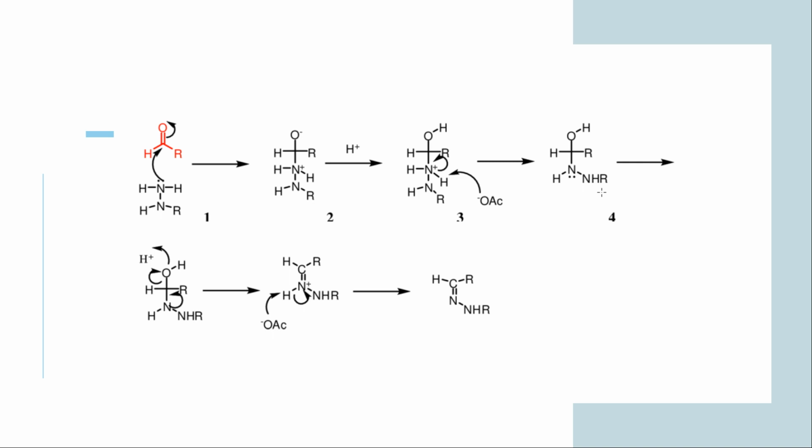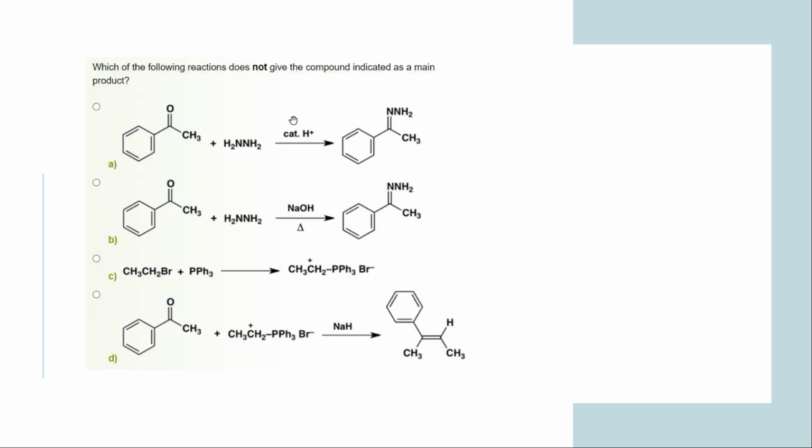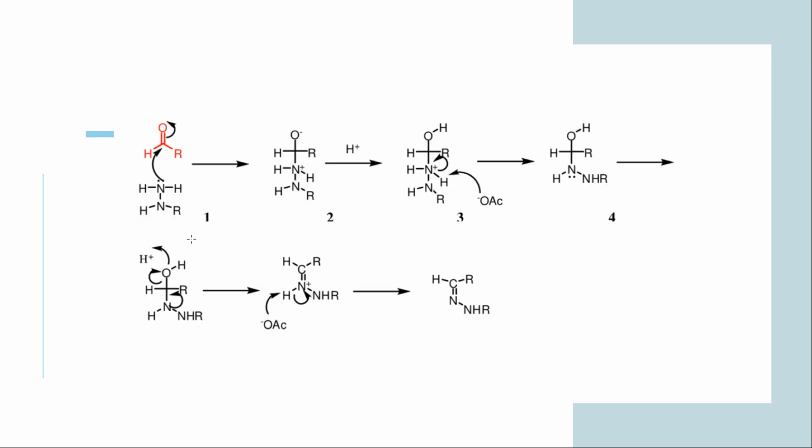And then conjugation of electron pairs from this nitrogen leads to the formation of this oxonium, because acid is present in the reaction medium. Acid is present, so in presence of acid you will get the oxonium like we saw in the acetal formation case, and ultimately you will get this kind of intermediate.